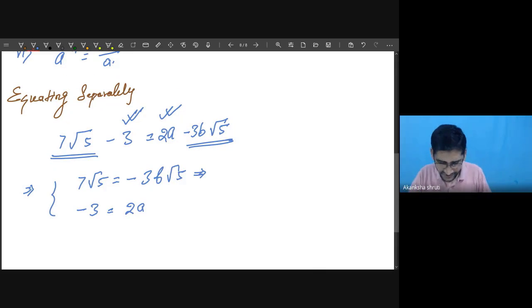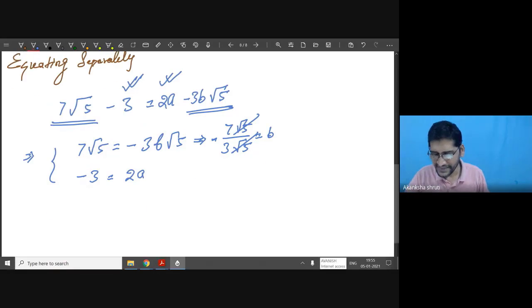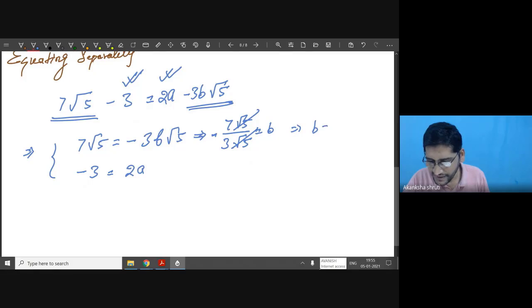So from the first, what can we get? 7 root 5, bring this in the denominator, by 3 into root 5. You may keep this minus on the left hand side or on the right hand side. I have taken this minus on the left hand side. Root 5 can be cancelled here. So this simply means b is equal to minus 7 by 3. Okay, it is this one.